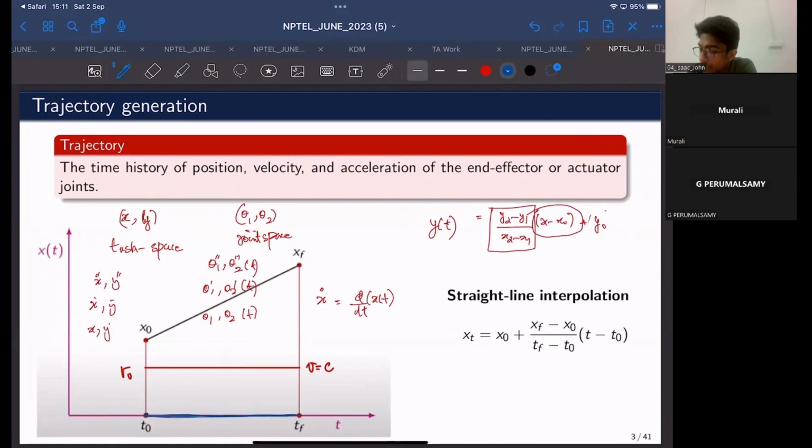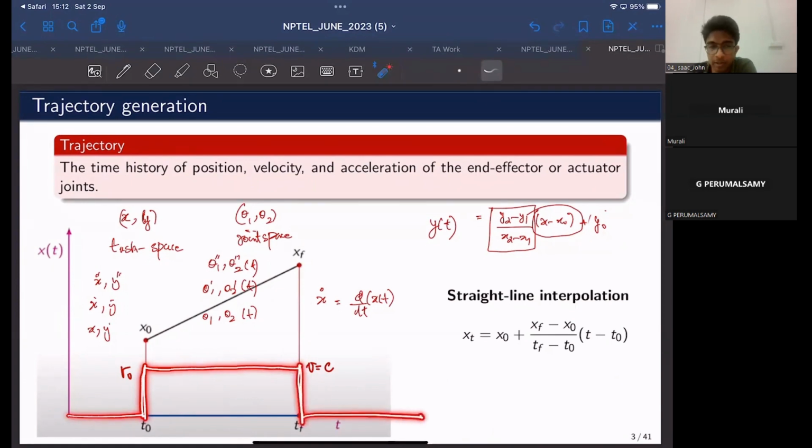During the duration at which the velocity is constant, we'll have the acceleration as zero. But since there is a sudden increase in velocity, the velocity from 0 to t0 is virtually zero. And at t0, it jumps up to this constant velocity. Between t0 and tf, it maintains a constant velocity. And at time t equal to tf, it suddenly jumps back to zero. This is how the velocity profile looks.